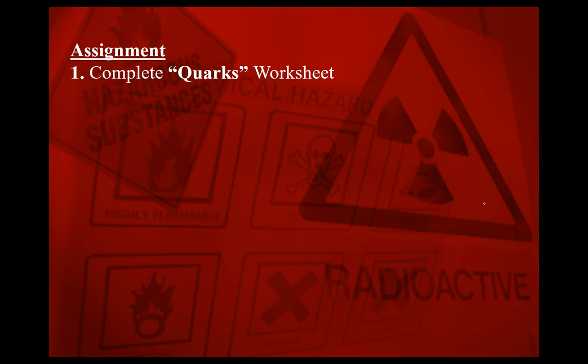That's it for this lesson on quarks. You can complete the assignment that's called Quarks. And that is it for Physics 30.